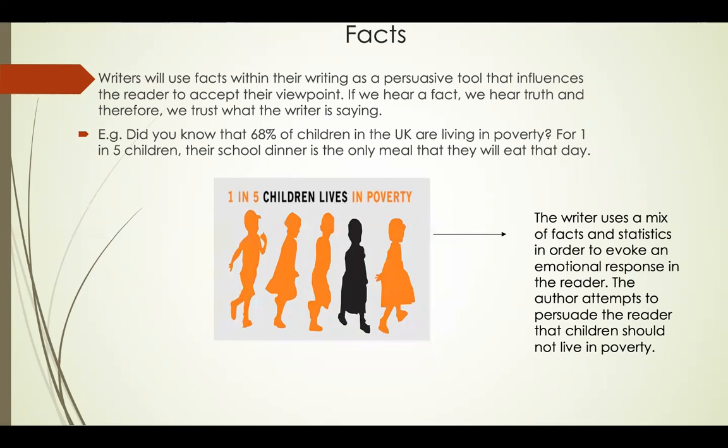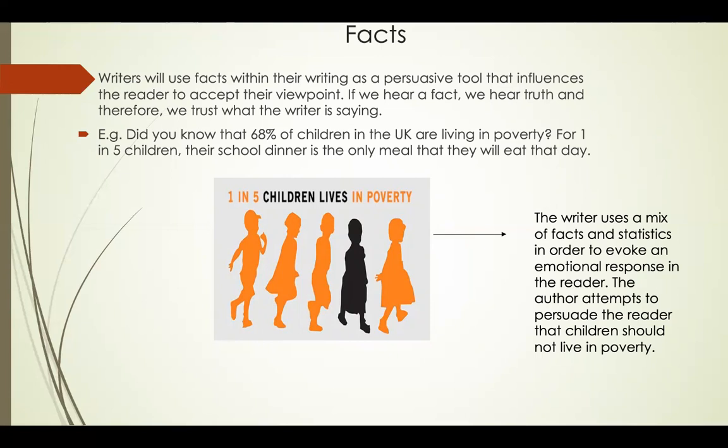So, for example, did you know that 68% of children in the UK are living in poverty? For 1 in 5 children, their school dinner is the only meal that they will eat that day. The writer uses a mix of facts and statistics in order to evoke an emotional response in the reader. So the author attempts to persuade the reader that children should not live in poverty.